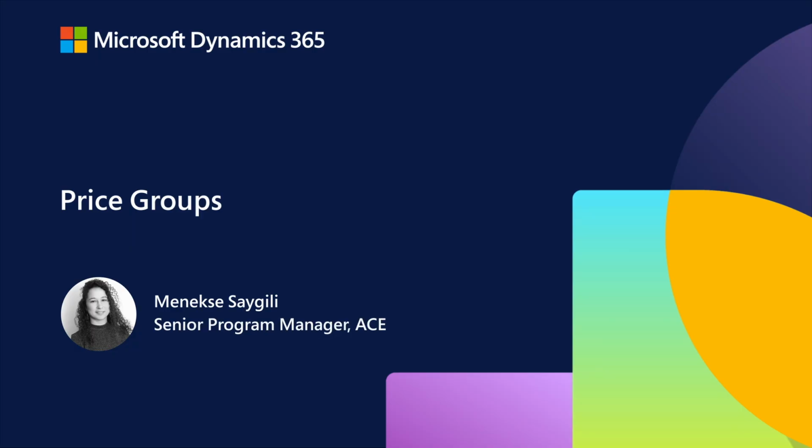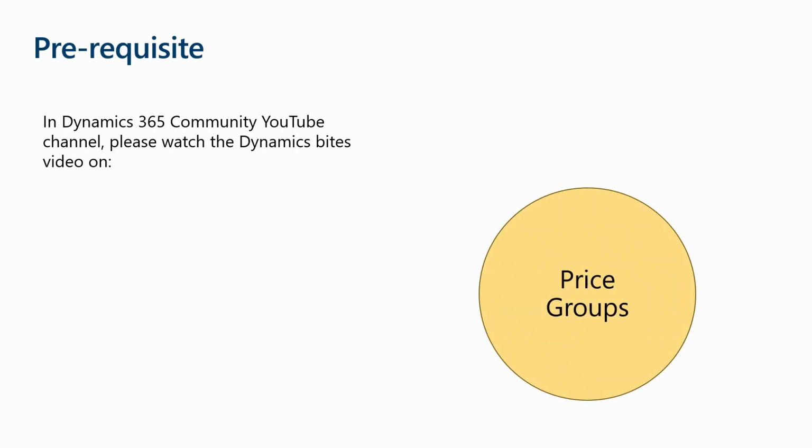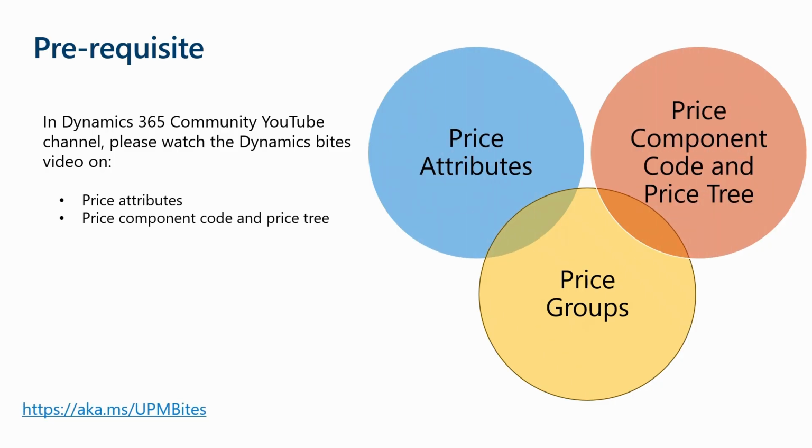In today's video, we'll focus on price groups, a flexible and unified way to manage pricing strategies across various price attributes, such as channels, loyalty programs, customer segments, order types, and much more. Unified pricing management in Dynamics 365 Finance and Operations allows organizations to set up their pricing structure based on their needs. Prior to this price group video, we recommend you watch the price attributes, price component code, and price tree videos in this Byte video series.